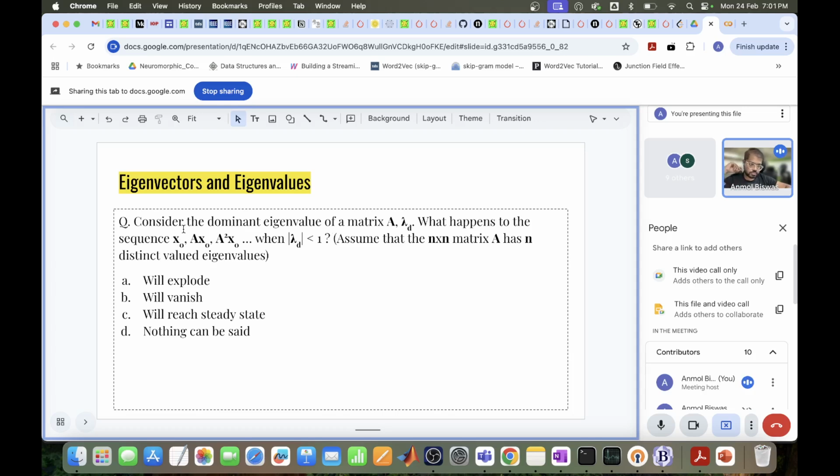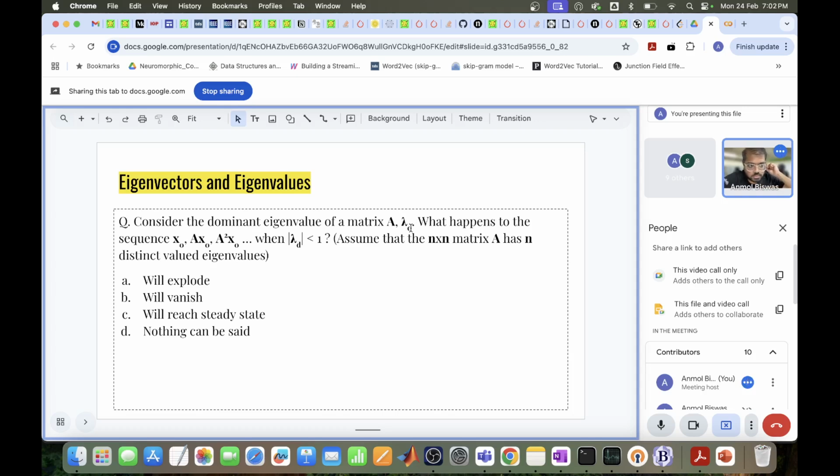So we have some vector x0. We don't know what this vector is, right? Then we multiply x0 times identity, so this is just the original x0, and then we have A x0, then A squared x0, and so on and so forth. So the question is what happens to this sequence if the absolute value of lambda d is less than 1, right? So lambda d is the dominant eigenvalue.